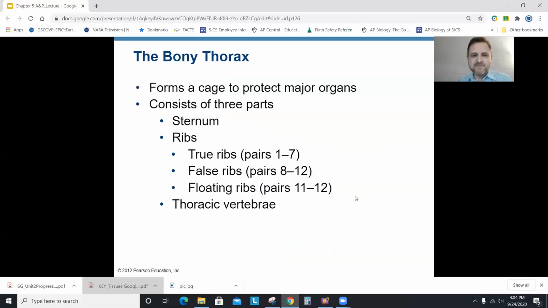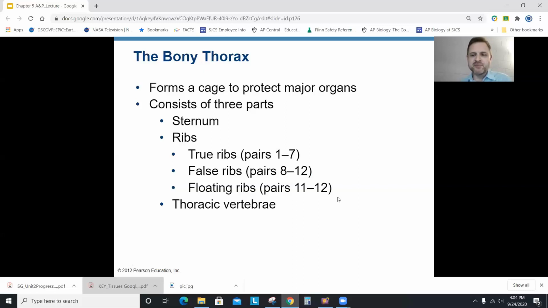Okay. All right, so moving on. The bony thorax, so your rib cage. Obviously, your rib cage protects your major organs like your heart, your liver, and such. There are 3 parts: the sternum, your ribs, and the thoracic vertebra. We're going to discuss all of these in a minute.